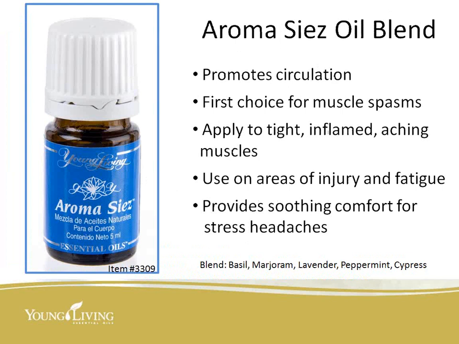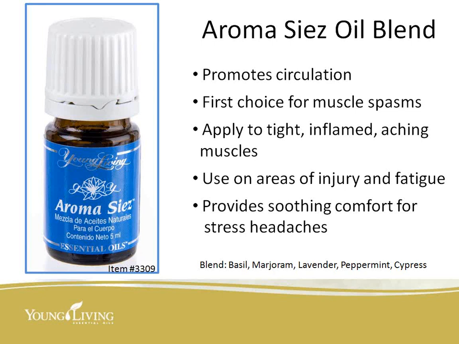Aroma Siez oil blend, another one that is part of the raindrop technique, which we'll be speaking about. This is great for promoting circulation. This is your first choice for muscle spasms. Another one you can use for muscle spasms is lavender. Lavender is effective as well. But this is your first choice. You can apply it to tight, inflamed, and aching muscles, so I recommend this for massage therapists as well. You can use it on areas of injury and fatigue, and it provides soothing comfort for stress headaches.